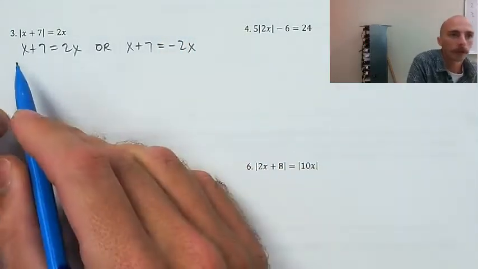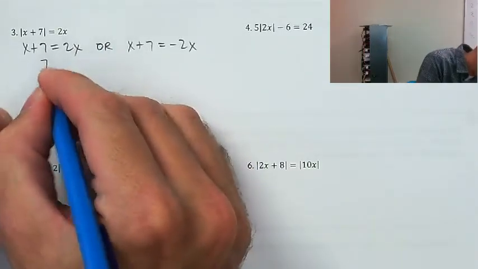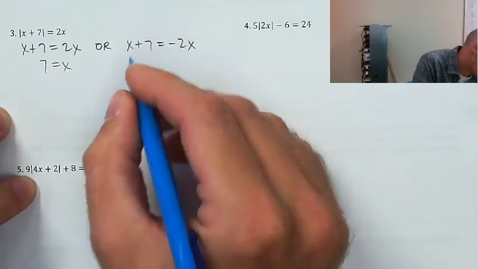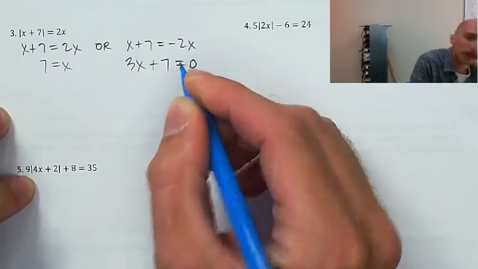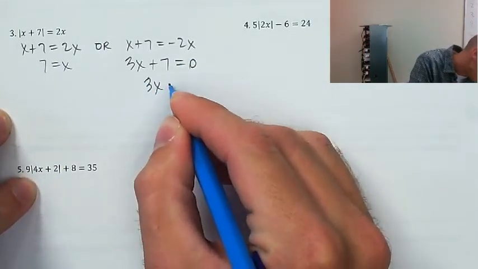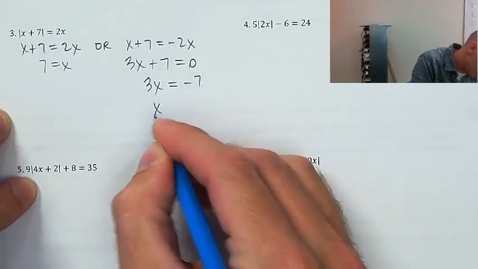Okay. I'm going to solve for this one, and I might solve them in different ways. I might subtract x from both sides over here. And I might add 2x over here. Right? We don't have to solve these the same way every time. Just solve it however you see fit. And then I'm going to subtract 7 from both sides. And then I'm going to divide by 3.